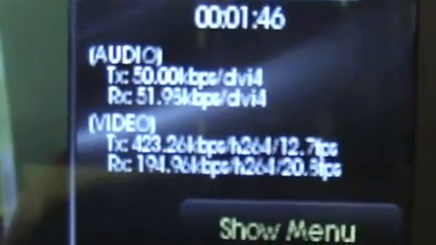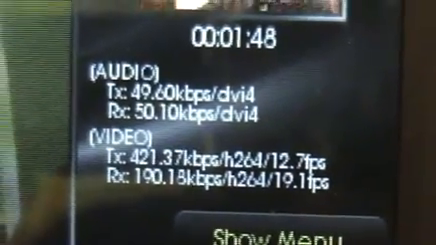Meaning that this unit is sending over 400 kilobits per second. And there it is. There's the transmission rate. So that's pretty cool. I don't think there's another technology that you can really try that over at the moment.